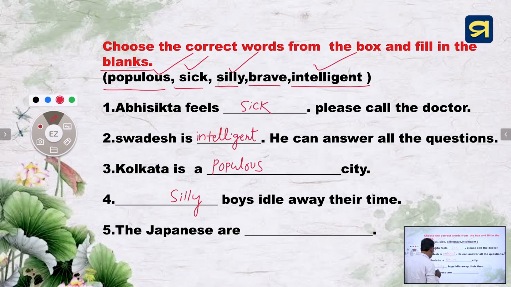The last one. The Japanese are dash. What is left? Very good. Brave. So the Japanese are brave.